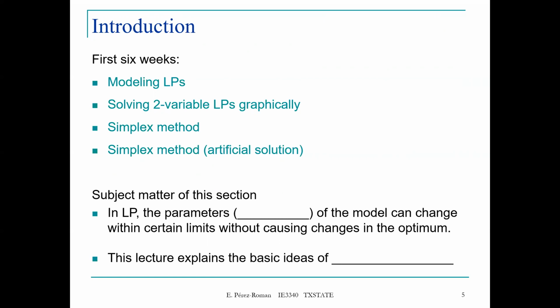So the subject matter of this lecture: in LP, the parameters or the input data of the model can change within certain limits without causing changes in the optimum. So what this means is once you find an optimal solution to the problem, there are some parameters that you can change, increase or decrease, and you will still have the same optimal solution. So the optimal solution will not change.